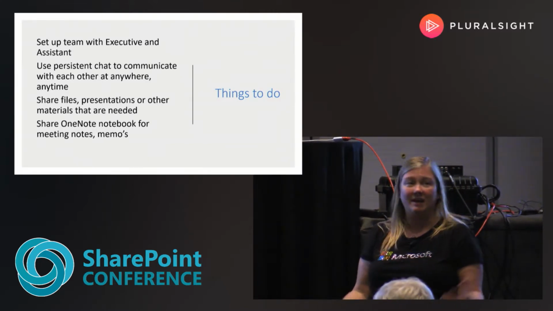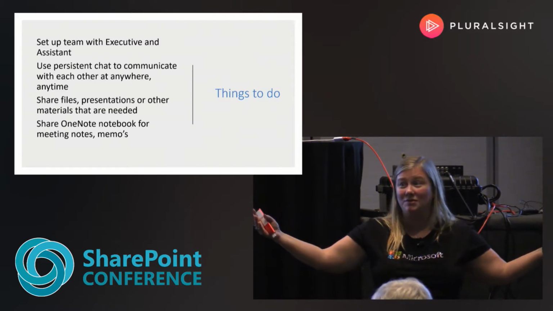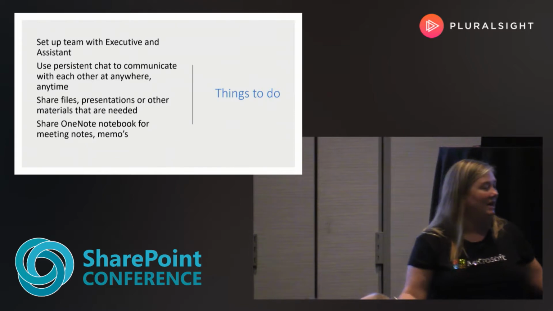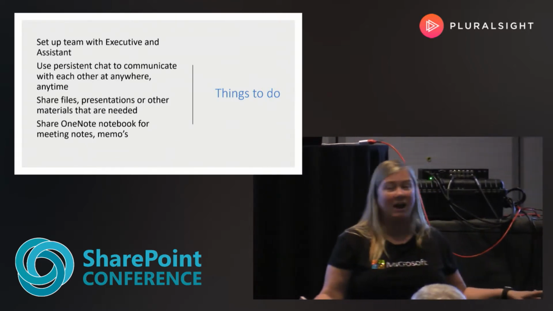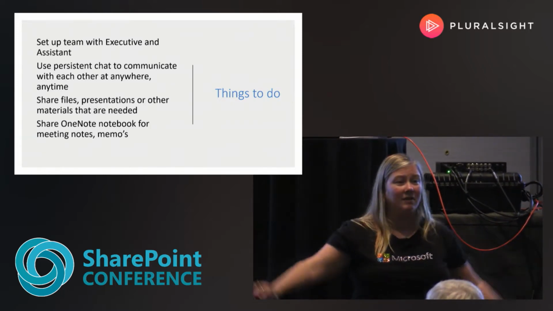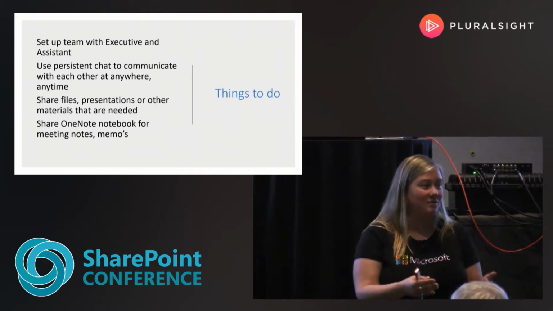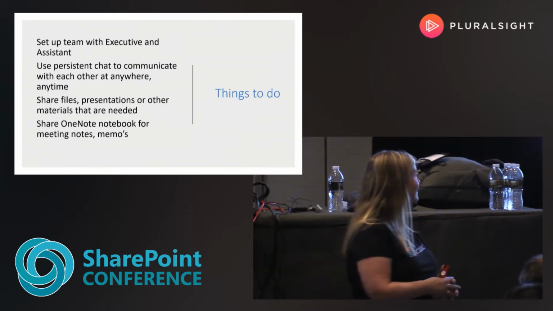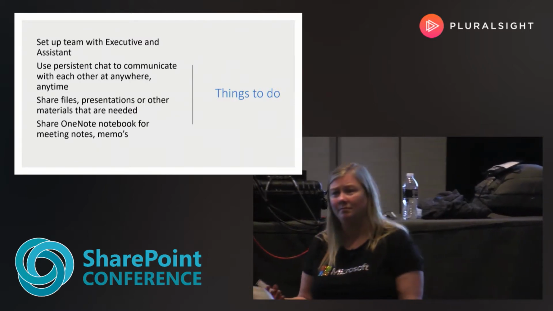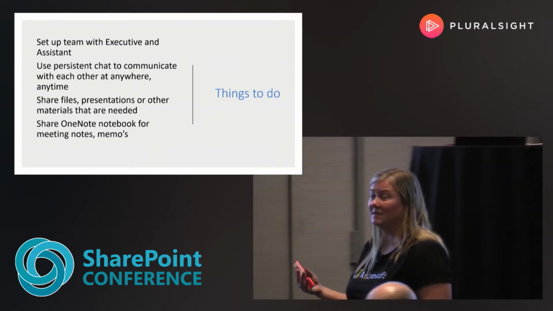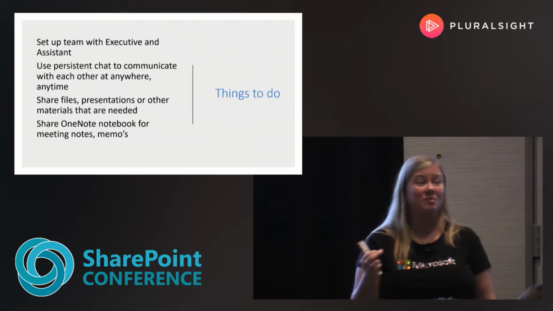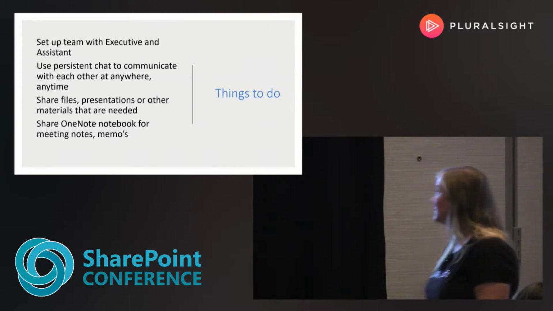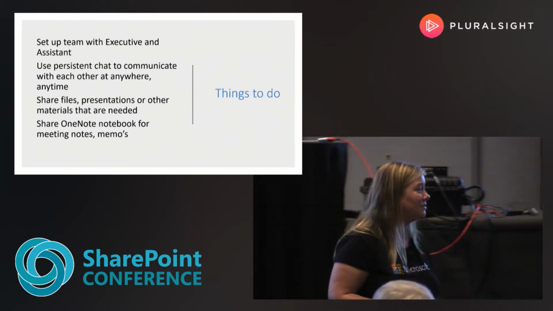So some things to do there. Set up a team with an executive and the administrative assistant. Use persistent chat to be able to communicate with each other anywhere at any time. Didn't matter if that executive was traveling and it was 3 in the morning in New York or whatever the case may be. I can get to that person at any time of day simply by using that mobile. Share files, share presentations or other materials as needed, and then create a OneNote notebook between the two of them. Whether the executive was in the office or not, she was on every single call, every single meeting that he was in, and able to take notes. So open up that OneNote notebook for any of those meeting notes or memos.